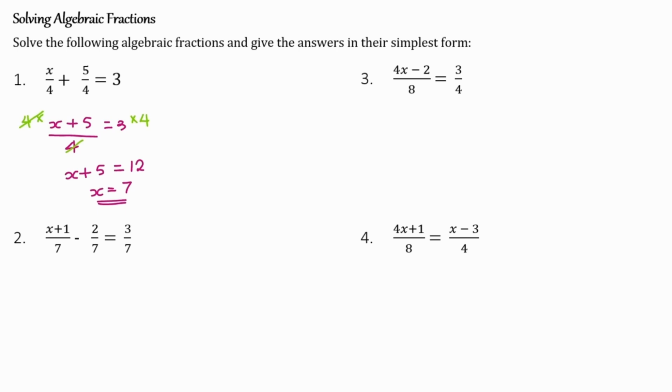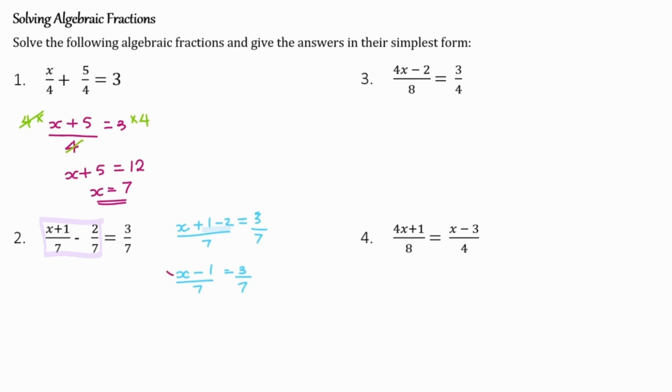For number 2, we've got 3 fractions, and on the left-hand side, we are taking away 2 fractions which both have a denominator of 7. So we can rewrite this as x plus 1 minus 2 over 7 is equal to 3 over 7. So we have written the left-hand side as a single fraction, and we can now simplify the numerator 1 minus 2, and we can rewrite this numerator as x minus 1 over 7 is equal to 3 over 7.